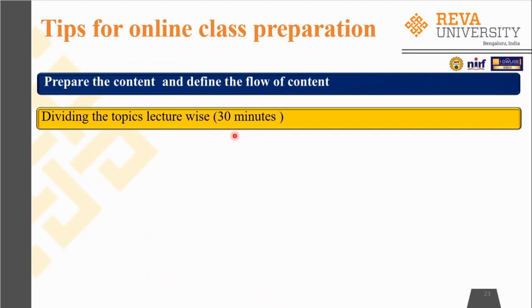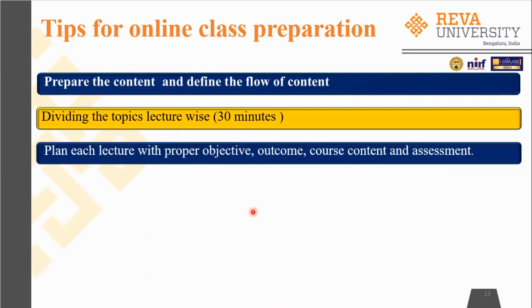Then divide the topics into lectures. Suppose you have one topic; a topic may not be covered in one lecture, you may require two lectures. So you should divide the topics into lectures, and each lecture should not be more than 30 minutes. Each lecture can in turn be divided into two sessions of 15 minutes each, because the concentration of the students will be lost beyond 15 minutes. A lecture can have 30 minutes, but each session in the lecture should not be more than 15 minutes.